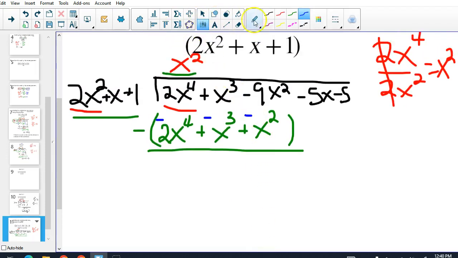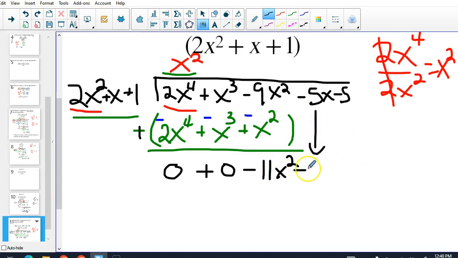Okay, so subtracting here, 2x to the fourth minus 2x to the fourth is going to cancel out, so we're left with 0. You don't have to write these zeros, by the way. I'm just writing it. Like in my work, I would not be writing these, but I just want to show visually, make it a little easier. X cubed minus x cubed will give us 0. 9x squared minus x squared will be minus 11x squared. Okay, and then we're going to bring down the next term, which will be minus 5x.